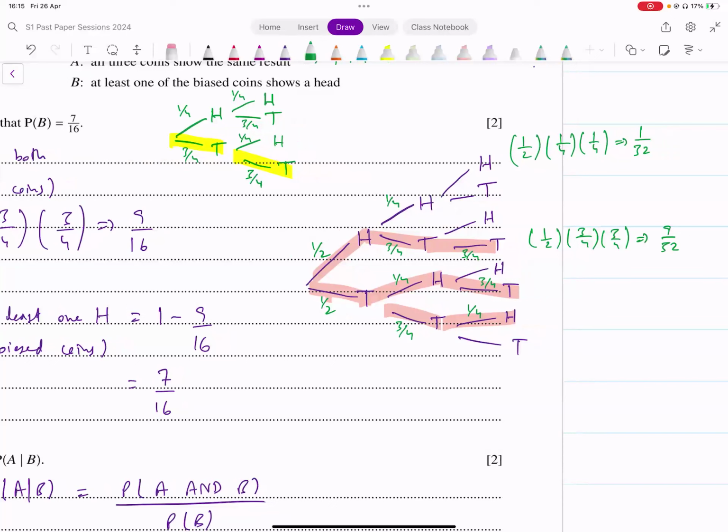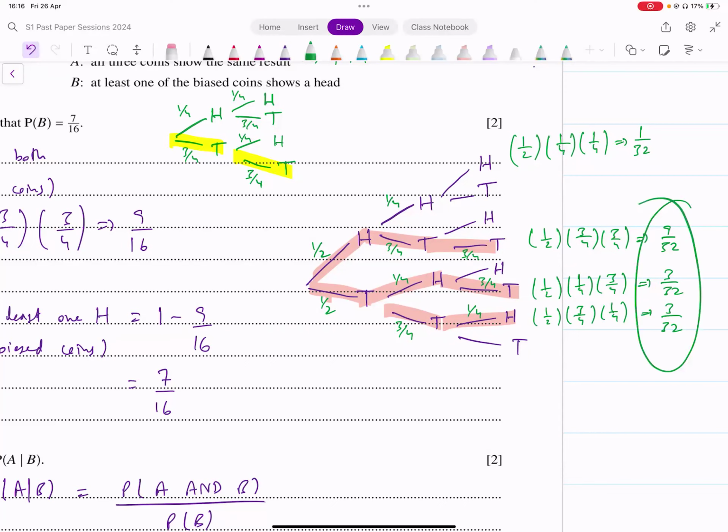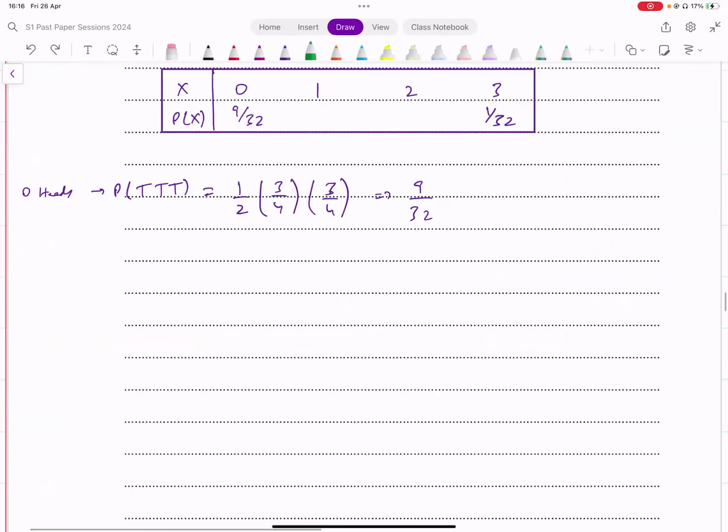9/32. And then this is 1/2 into 1/4 into 3/4. That will be 3/32. And then this one is 1/2 into 3/4 into 1/4. That's also 3/32. So the probability of getting 1 head is basically the sum of all of these numbers. Let's figure this out. Probability of getting all heads, we already calculated above. That was 1/32.